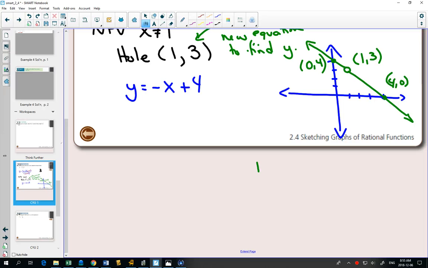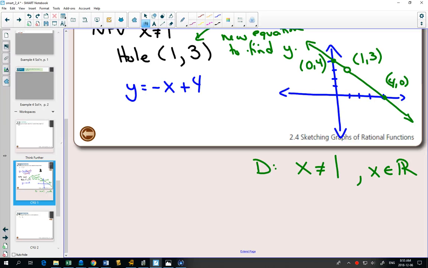Domain. Domain are your x values. You could do everything to the left of 1 and everything to the right of 1, but it would be accepted to say x can't equal 1, but x is everything else. You can write in the other order. You can write x can be everything, comma, x can't equal 1. That would be fine as well.